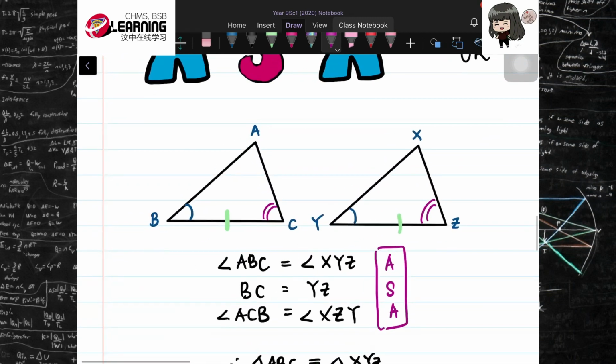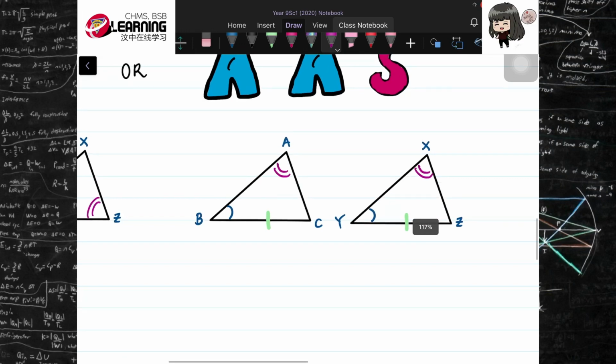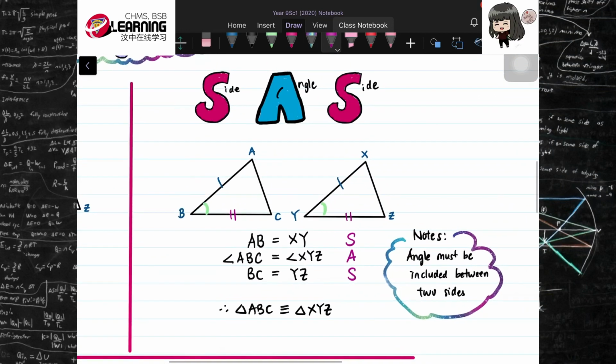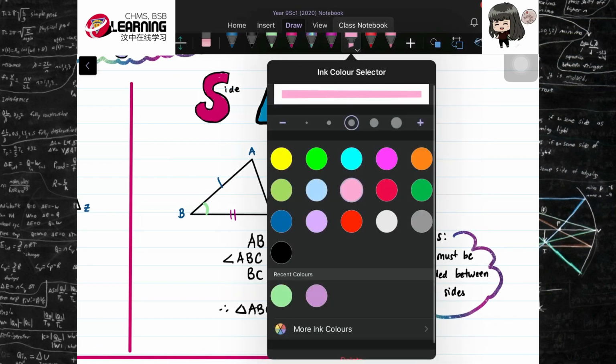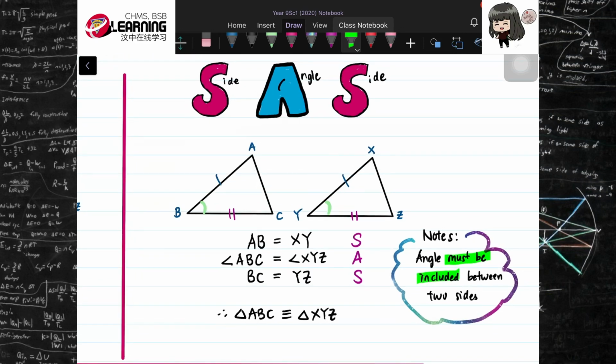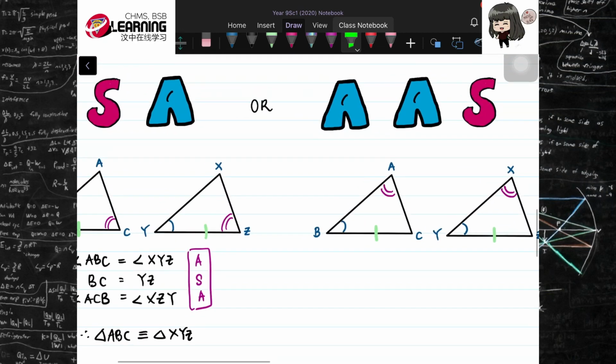So the side here is included between two angles. But what if it's not included like this triangle? What if this side is not in between the two angles? We can also say that they are congruent. Except for SAS, it must be included. This is a must be included between two sides. But for AAS, two angles and one side, it's not necessary to be included. It's not necessary to be in between.